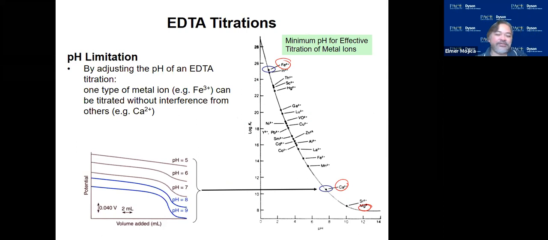So that means if you have Fe3+ and calcium 2+ in the solution, what do you need to do so that the one that you separate using EDTA will be just Fe3+ and not Ca2+? You have to change the pH.